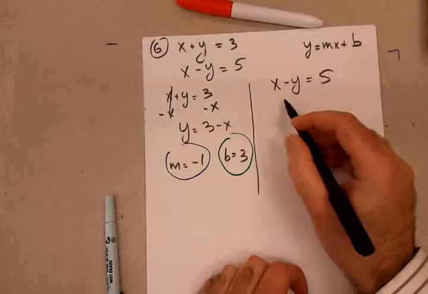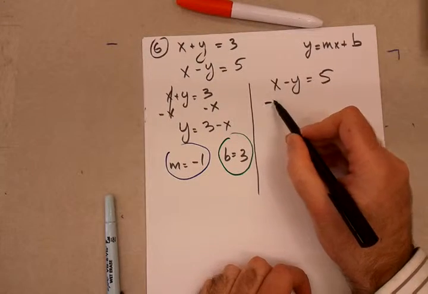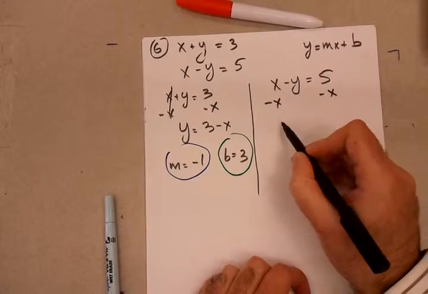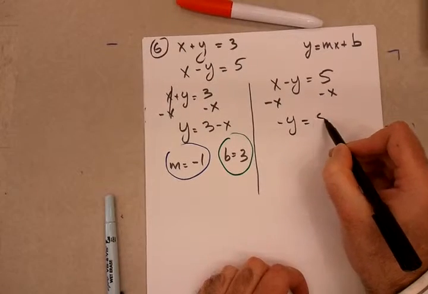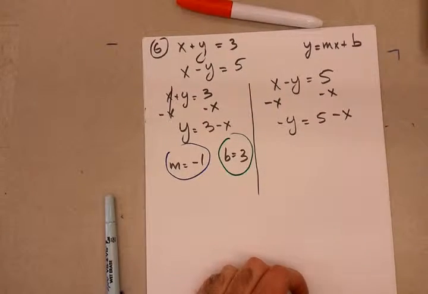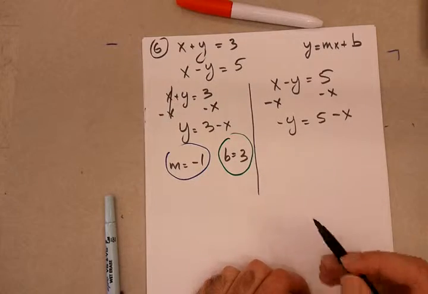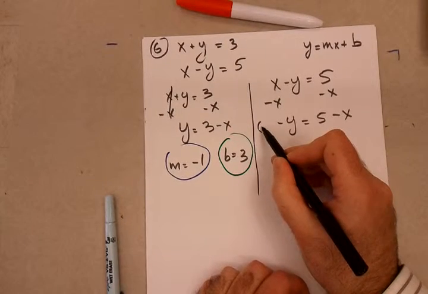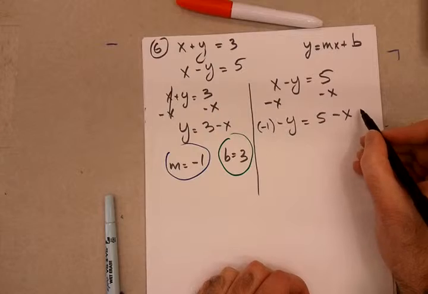So now I'm going to solve the second equation, which is x minus y equals 5. Again, my goal is to isolate y, so I'm going to subtract x from both sides. I get -y equals 5 minus x. Now here I need an additional step because y is negative. I need it to be positive. I'm going to multiply everything by -1.